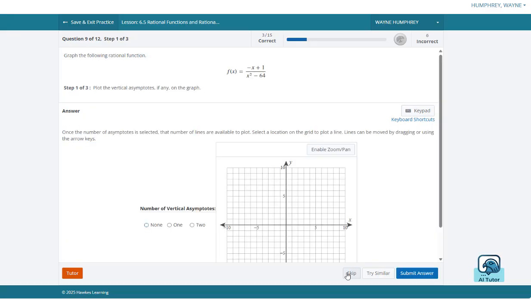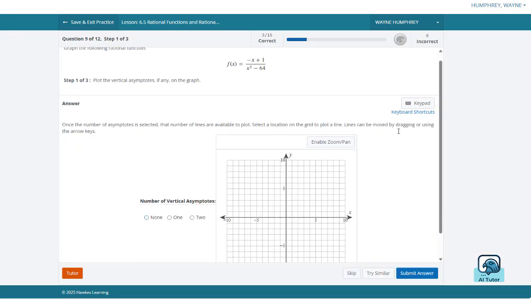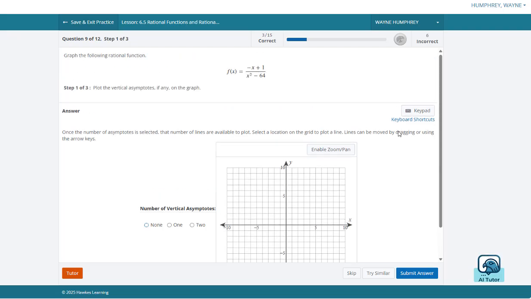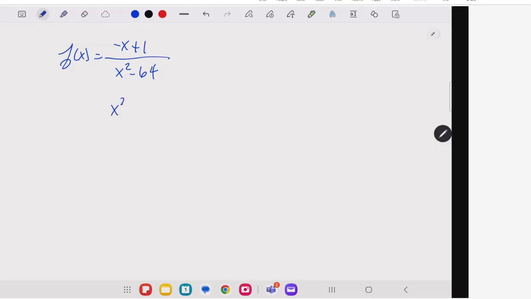Alright, so this one is an actual graphing, and this is what I wanted to talk about. It says first plot the vertical asymptotes, if any, on the graph. So let's go ahead and transfer this over to my notepad so that we can find the pieces that we need. Okay, set the denominator equal to 0.